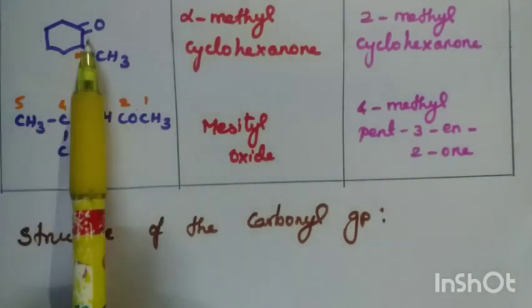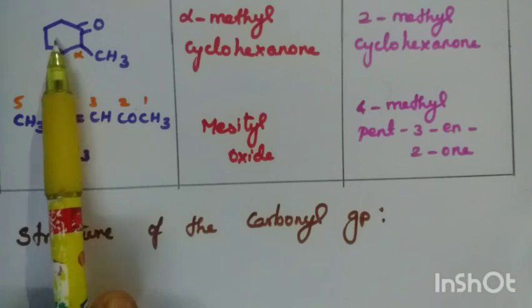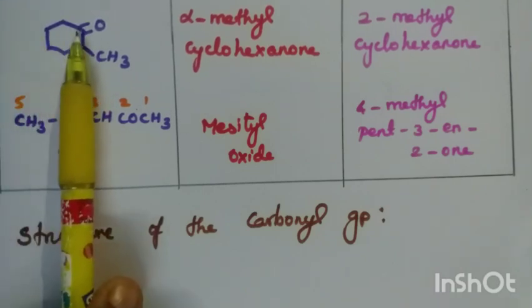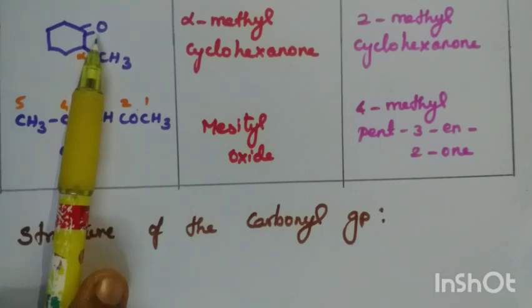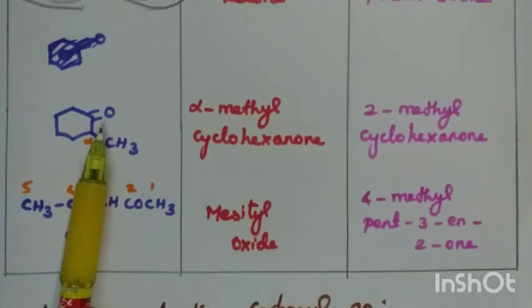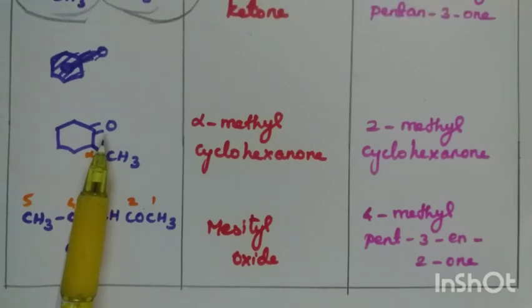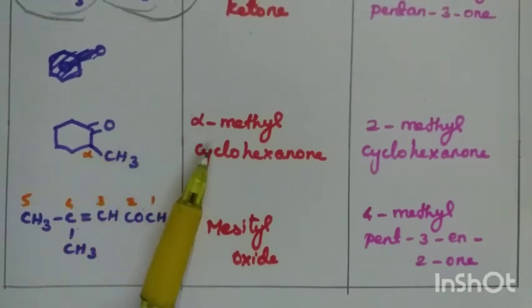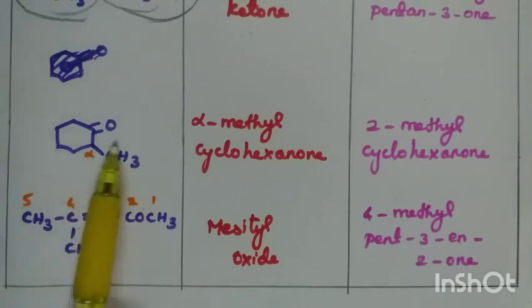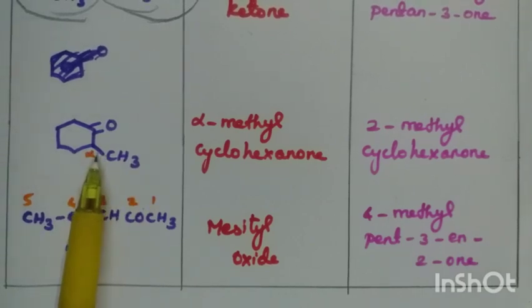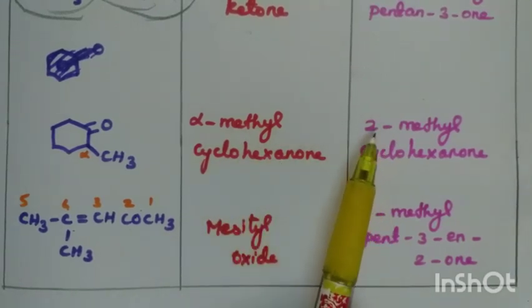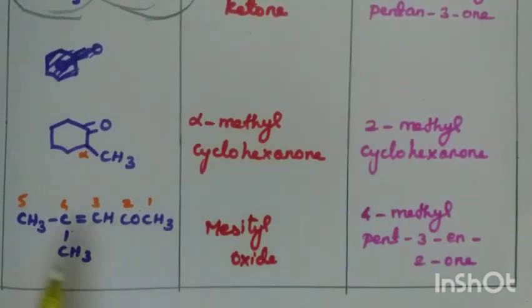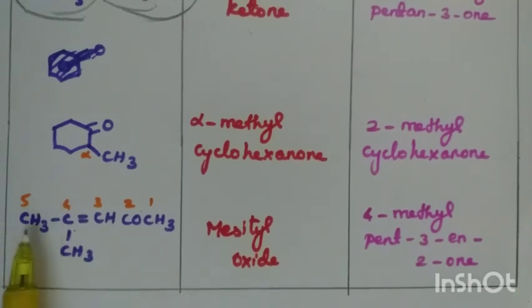Now, without any round delocalized pi electrons as in the benzene ring, it is called cyclohexane. Leave the CH3. Only C double bond O is there, which means cyclohexanone. Cyclohexanone. And alpha methyl, so 1 methyl is there. This position is called alpha. Alpha methyl cyclohexanone. Here it is the second position, so 2-methylcyclohexanone.